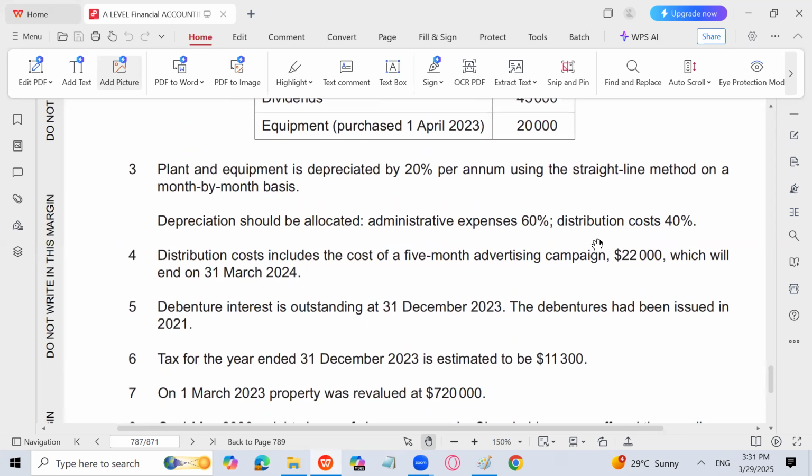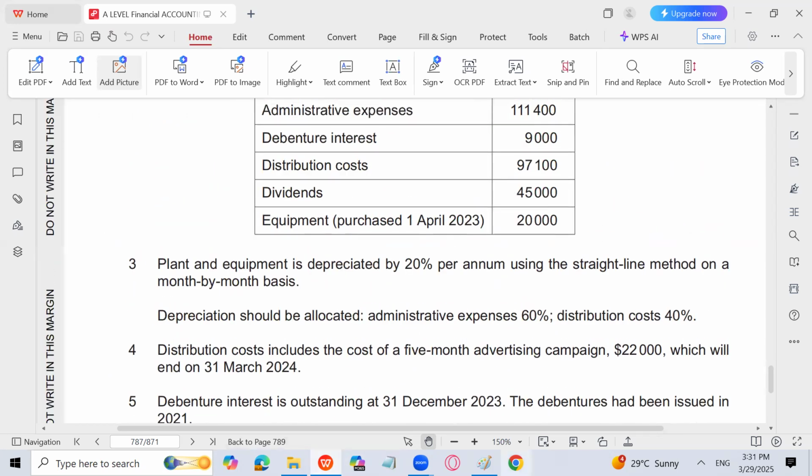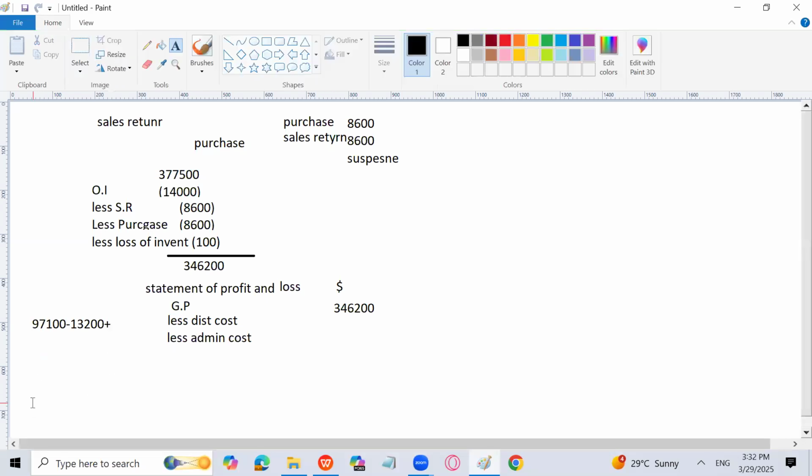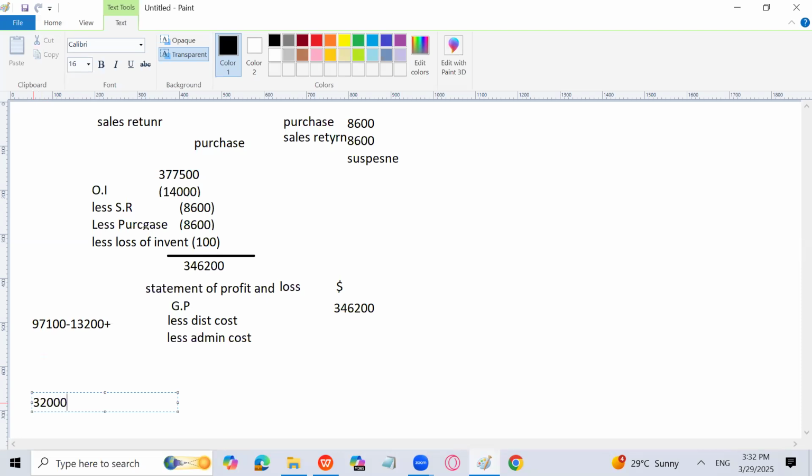Then you have to calculate the depreciation. 32,000 is the depreciation. 1,60,000 plus 3,000 on 20,000, that is 35,000. 40% of this, 35,000 into 40%, will be part of the distribution cost. So how much will it come to? I will add this in the distribution expense.